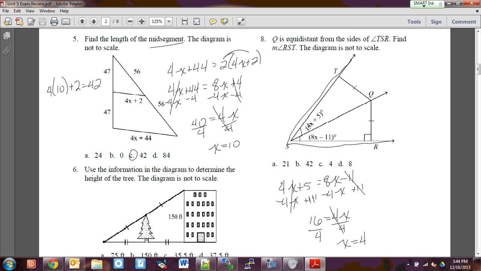So plug in the 4. 4 times 4 is 16, plus 5 is 21. So we know that both of these angles are 21 degrees. 21 plus 21 is 42. So our final answer is B, 42. All right.